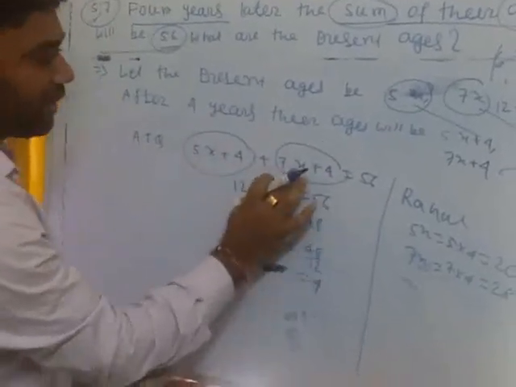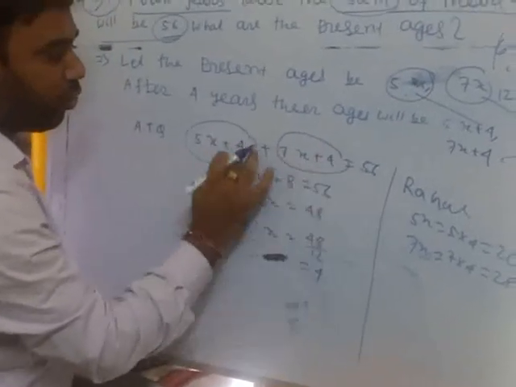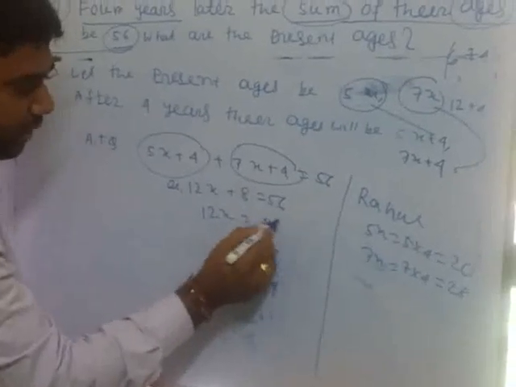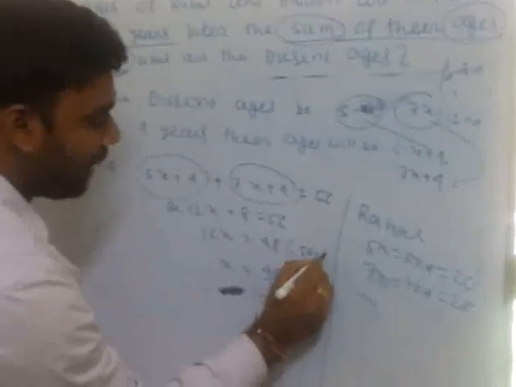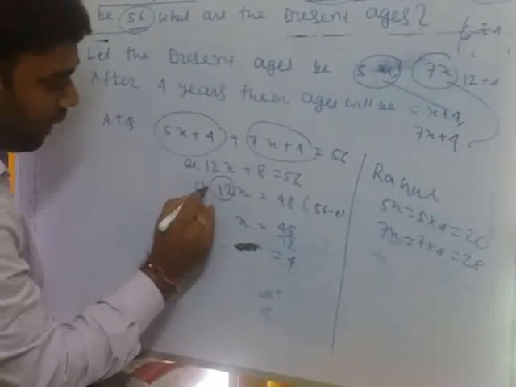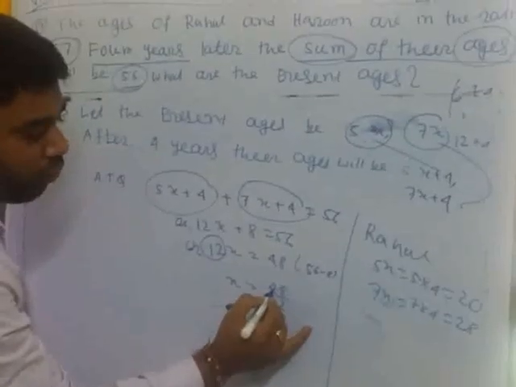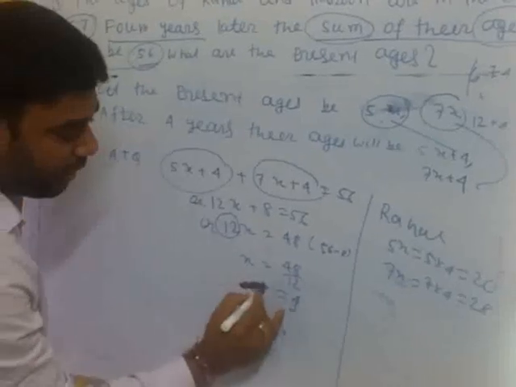5x plus 7x, that is 12x. 4 plus 4, 8. If I move this 8 to this side, that will be 56 minus 8, that is 48. 12 is multiplied with x, so on this side it will be 48 upon 12. So x equals 4.